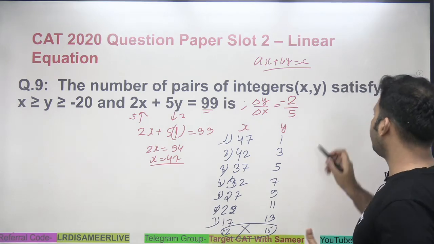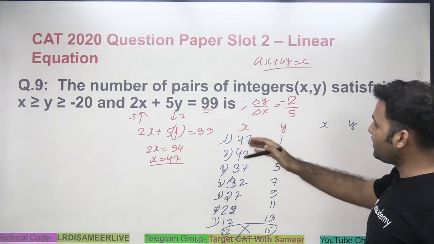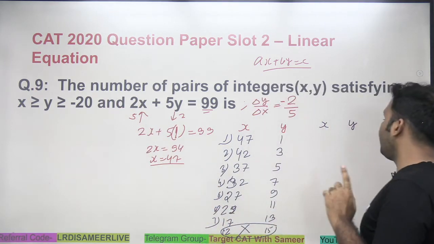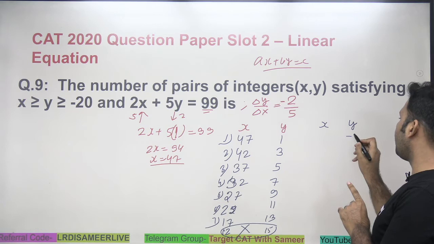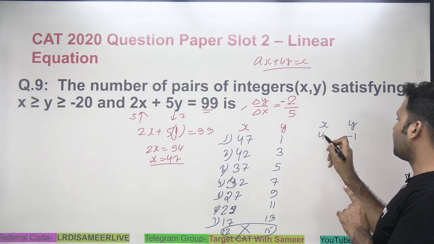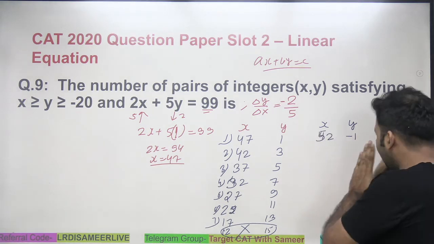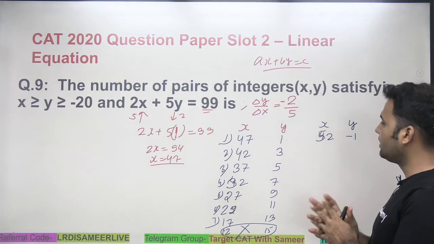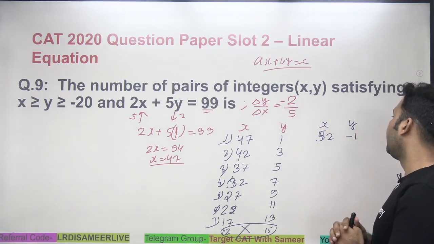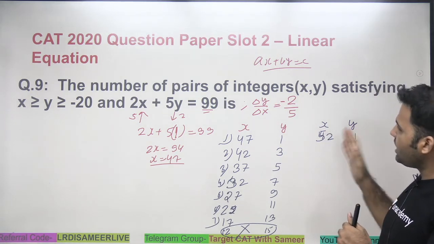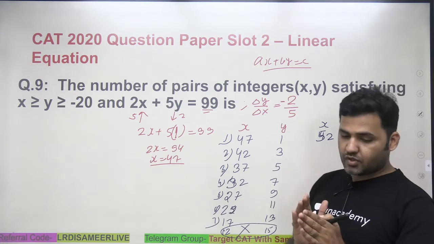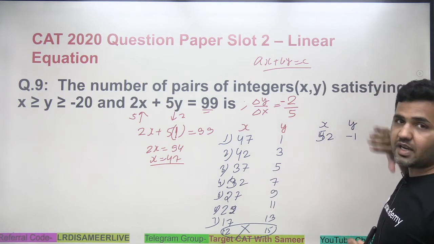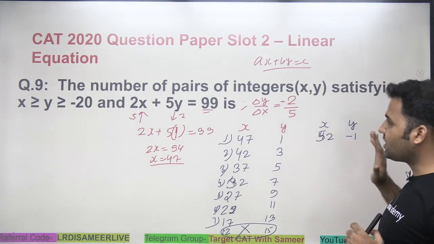You can also get a solution when you are increasing x and decreasing y, because y can be decreased till -20. The next possible solution would be -1 and this would be 52, because I'm getting this solution by decreasing y by 2 and increasing x by 5. That means I'm going on the negative side of y. But now I don't need to check whether x is greater than or equal to y, because y is negative and x is positive. x is moving towards positive and y is moving towards negative, so x will always be greater than or equal to y.